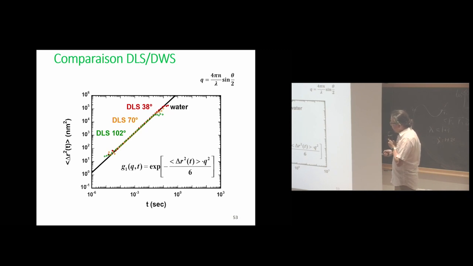You cannot go, however, to very low values, because this is a sine of theta over 2. Even if you go to 180 degrees, you cannot go much further. However, for smaller angles, you can go as far as you want if you set up a small angle light scattering setup.